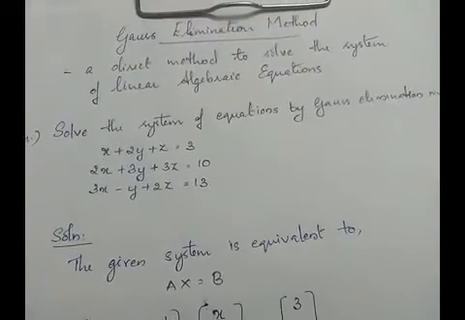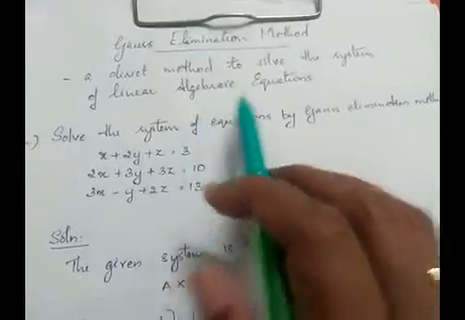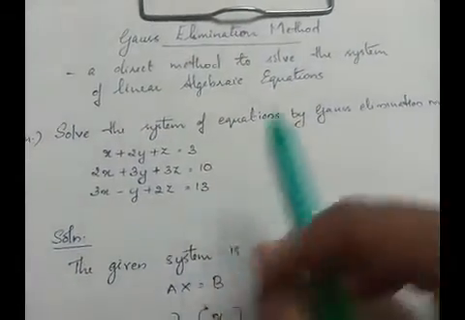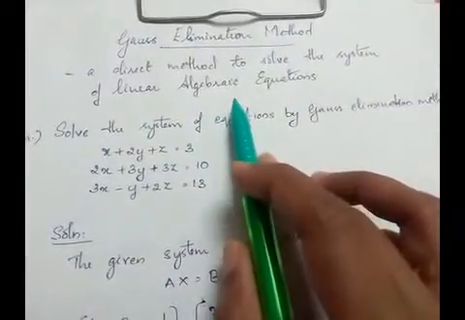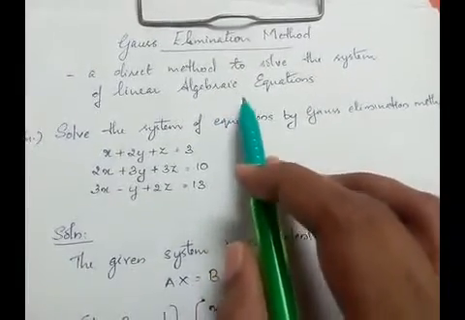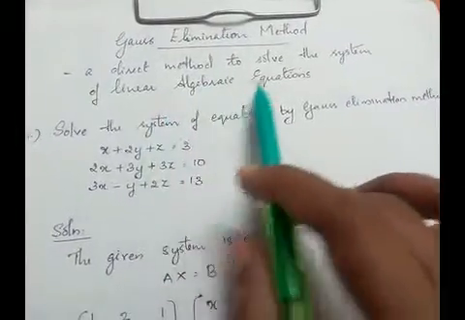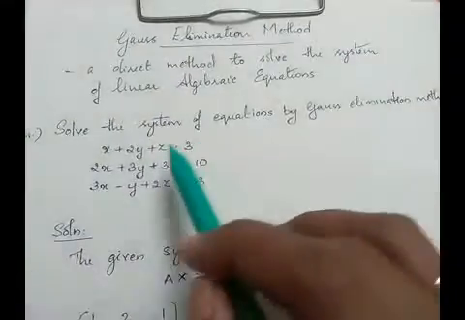Gauss elimination method. Gauss elimination method is a direct method to solve the system of linear algebraic equations. Now the system of linear algebraic equations means a set or a collection of linear equations. A set or a collection of linear equations is called the system of linear algebraic equations. This is an example for a system of linear equations.